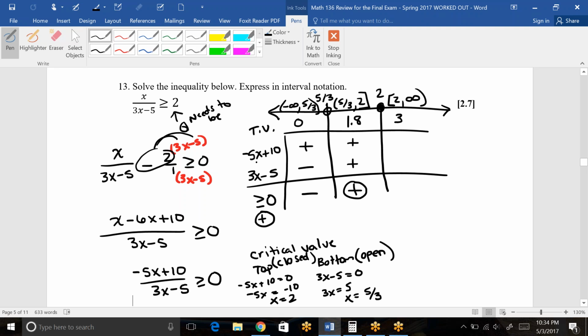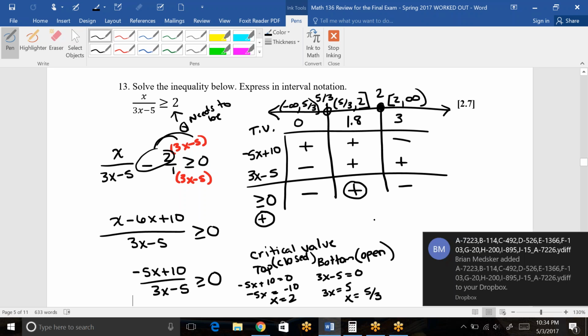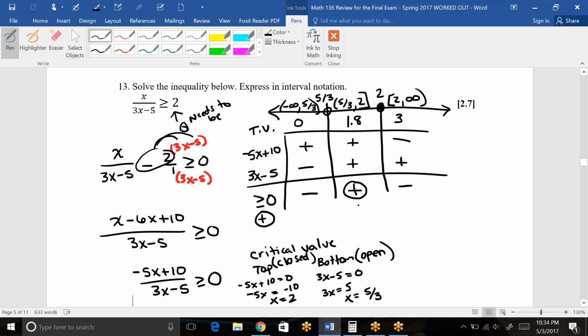And then 3 times negative 5 would be negative 15, plus 10 would be negative. 3 times 3 is 9, minus 5 would be positive. A negative and a positive make a negative. So there's only one answer, and that would be 5/3 to 2 with a bracket on the 2.